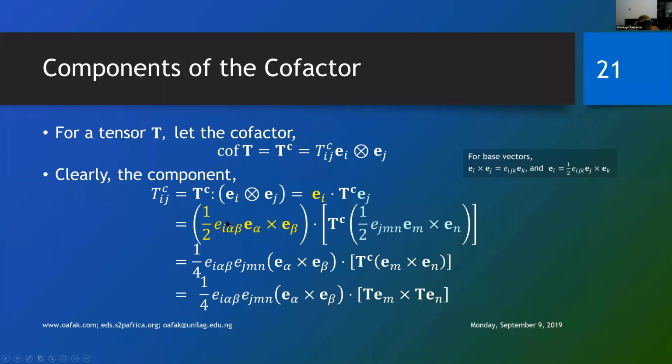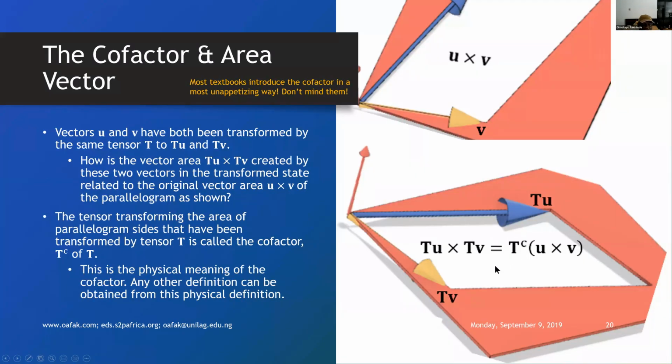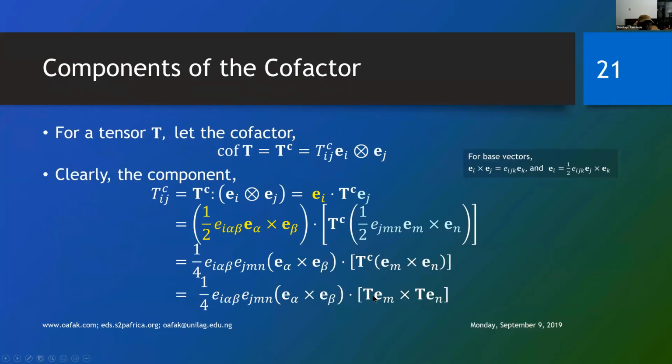Once you have done that, you can bring out the alternative tensor e alpha beta and eJMN that are here, bring them out because they are scalars. Then you have e alpha cross e beta, and then you have em cross en, and then you have TC here. On this line, we are reminding ourselves that if you have TC transforming em cross en, by definition it is the same as Tem cross Ten. We're using this expression, which defines the cofactor, to write the cofactor in terms of T. So from here to here, we are using the fundamental definition of the cofactor, so the cofactor doesn't appear any longer from here on.